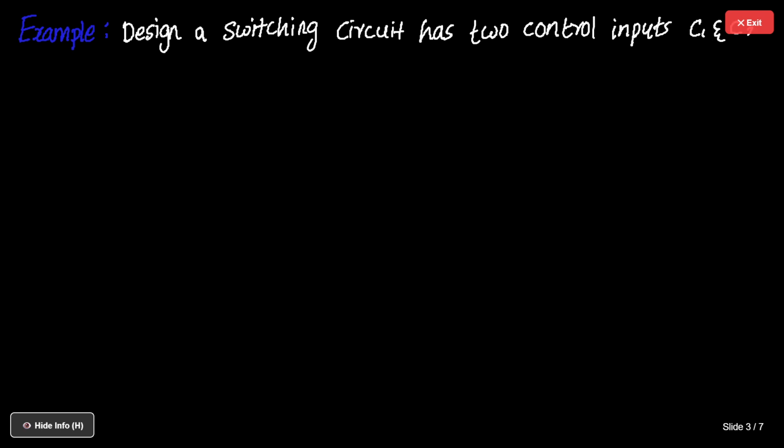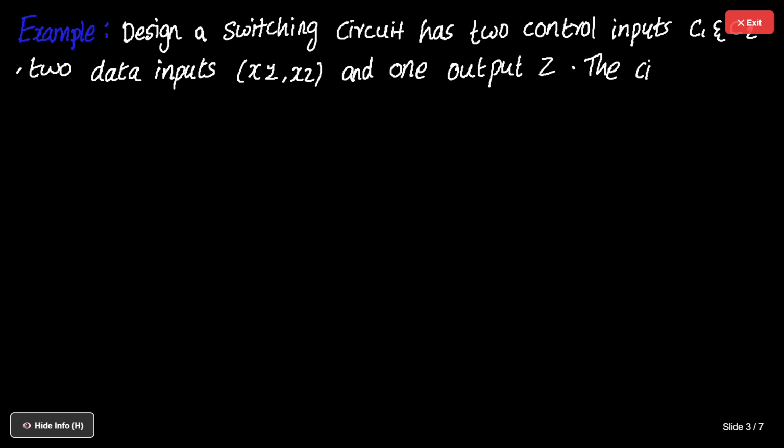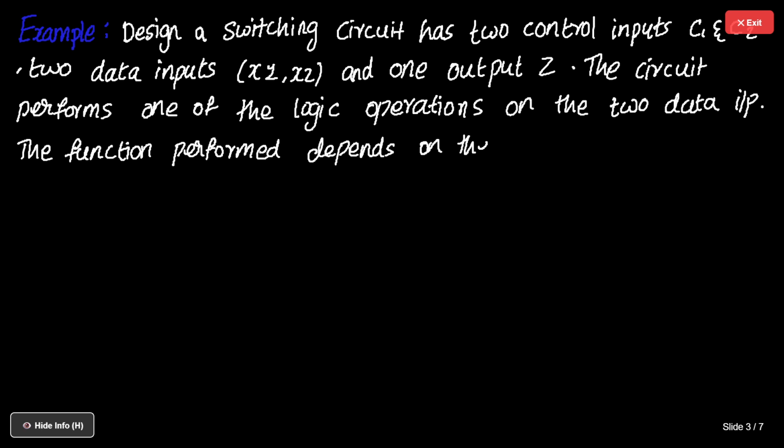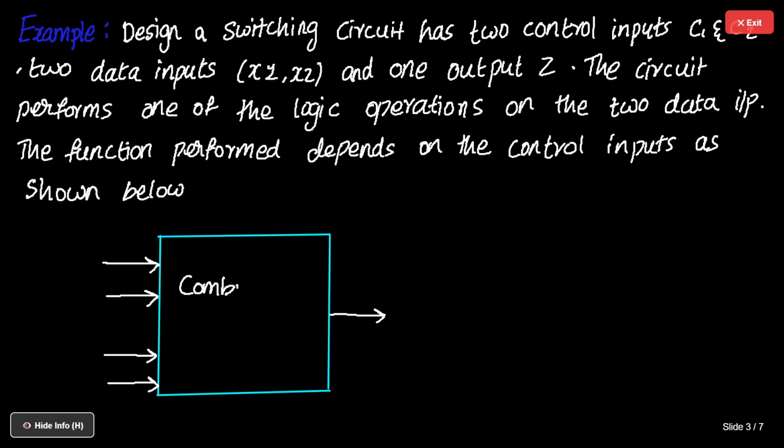Example: design a switching circuit that has two control inputs, C1 and C2, two data inputs, X1 and X2, and one output Z. The circuit performs one of the logic operations on the two data inputs. The function performed depends on the control inputs as shown below. So we have a combinational logic circuit with 4 inputs and 1 output.